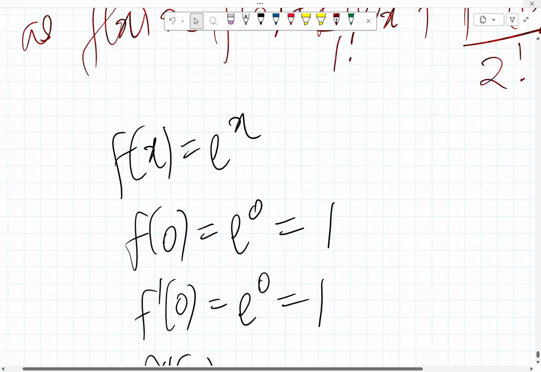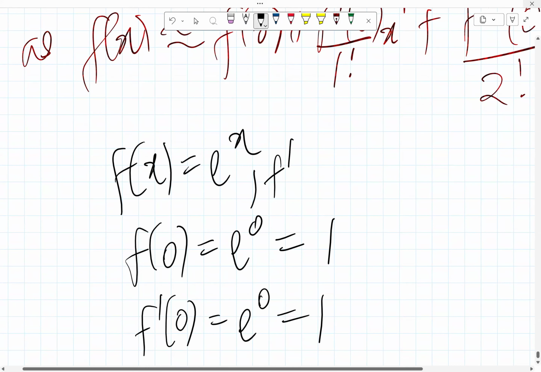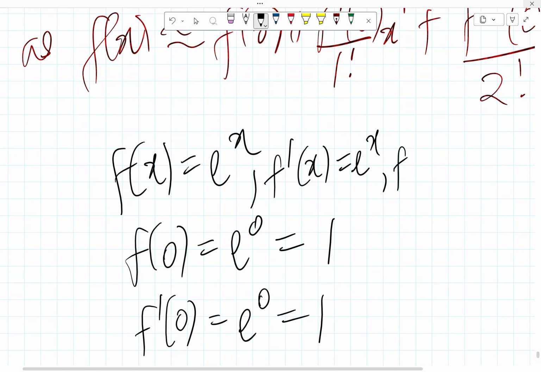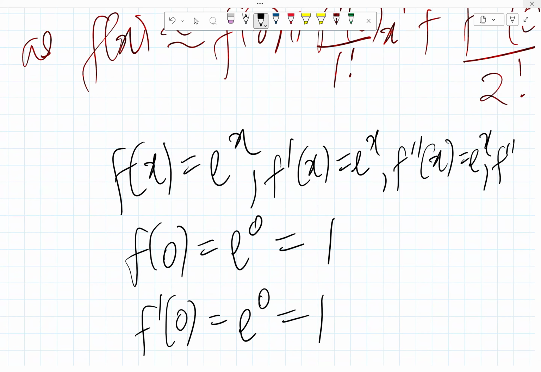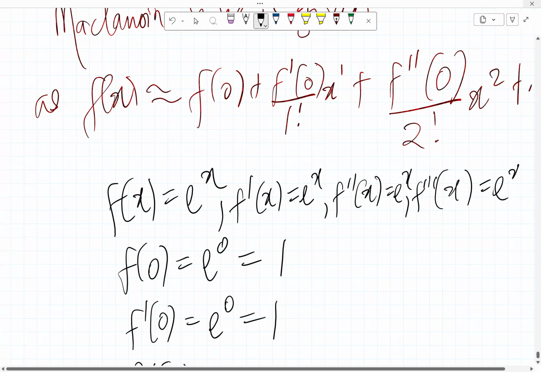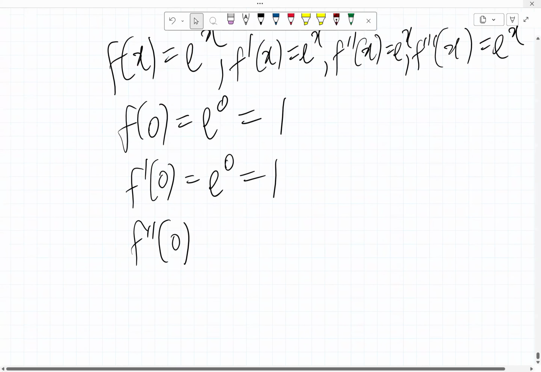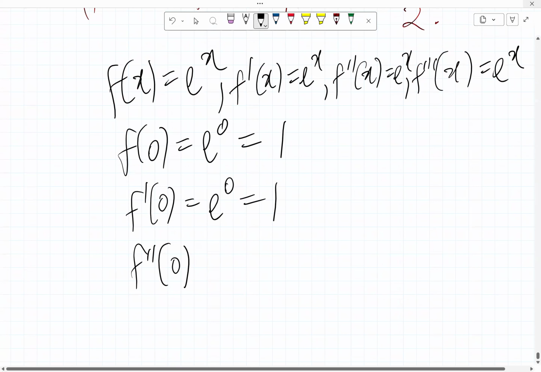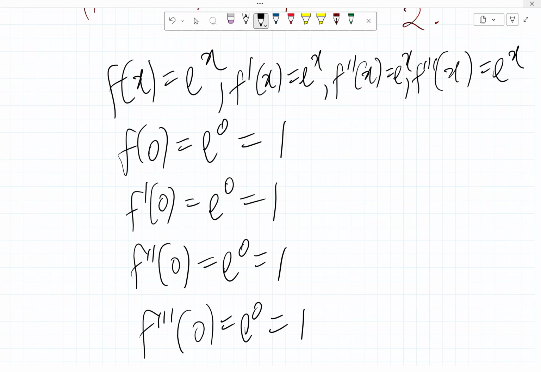So maybe this is even good. So I say f prime of x is e raised power x again. F double prime of x is still e raised power x. And f triple prime of x is still e raised power x. So it's one of the easier cases. And as you evaluate at 0 for each one, e raised power 0 is still 1. F triple prime of 0 is also e raised power 0, which is equal to 1.